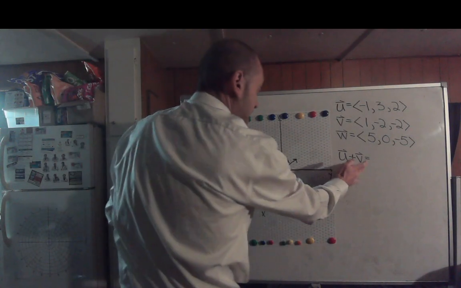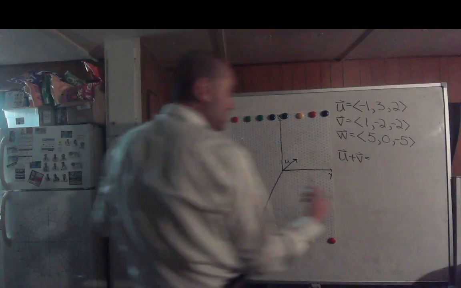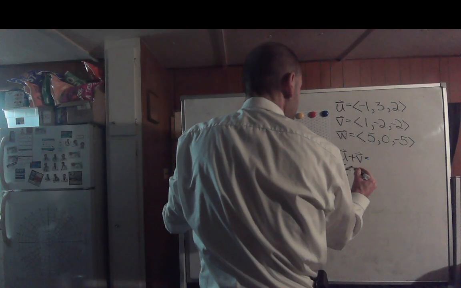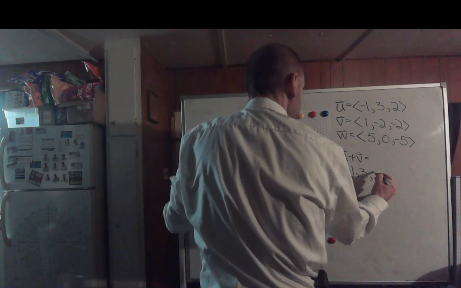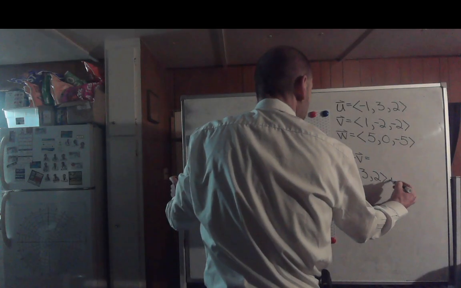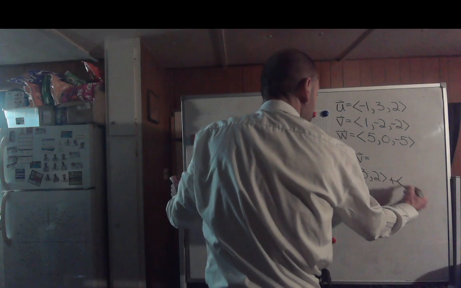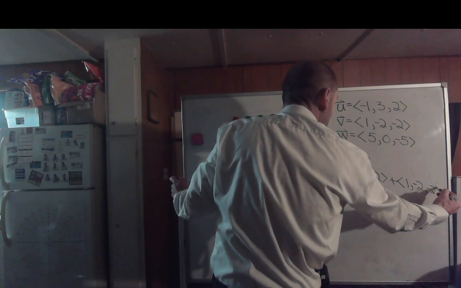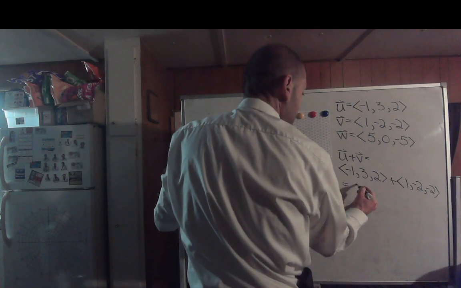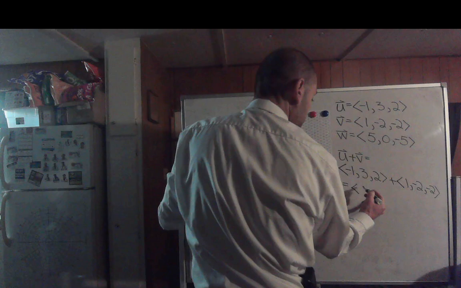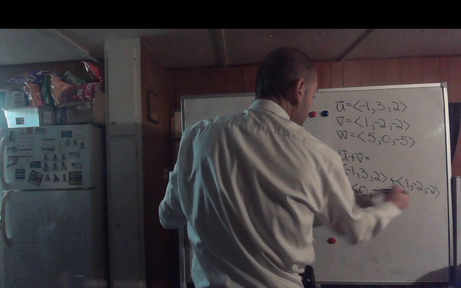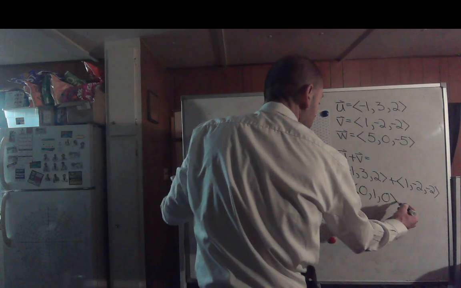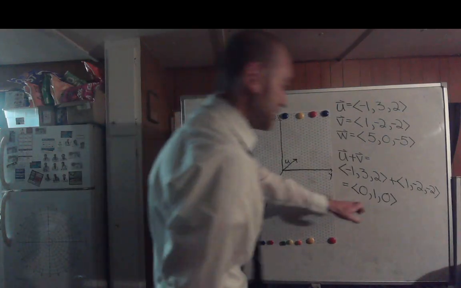Now I just want to add v to that. All I have to do is take my components and add them. So I'll take -1, 3, 2 plus 1, -2, -2. And then when I add my components, -1 plus 1 is 0. 3 minus 2 is 1. 2 minus 2 is 0. So u plus v should be 0, 1, 0.